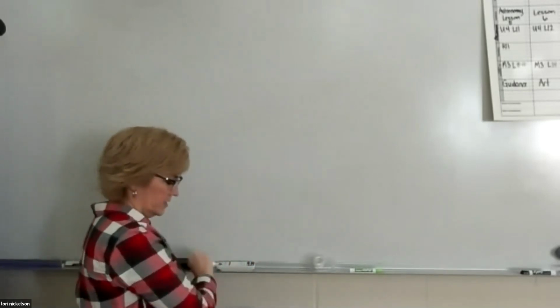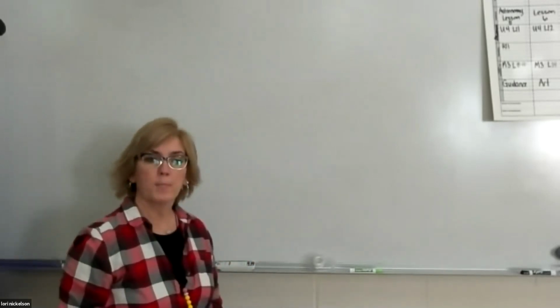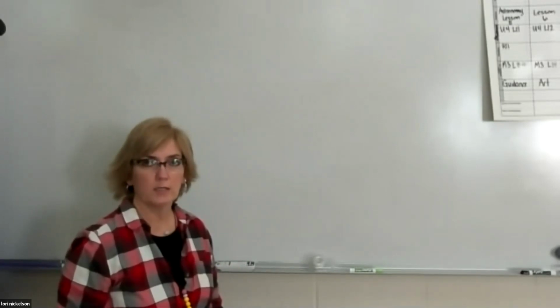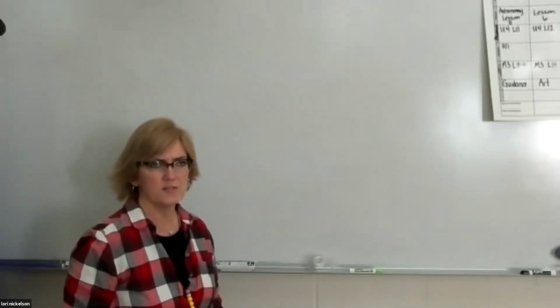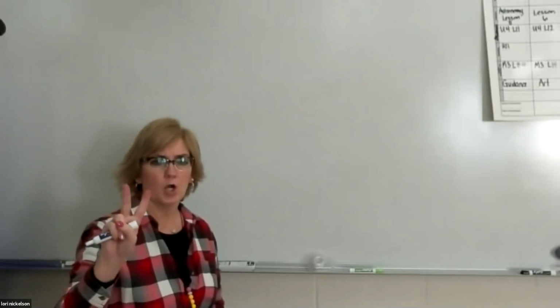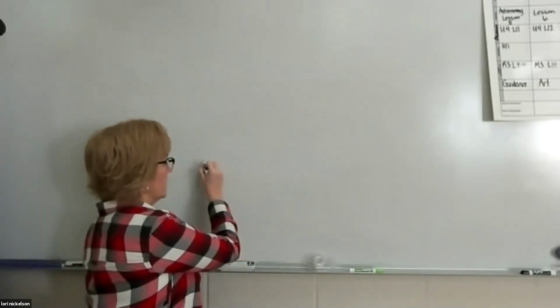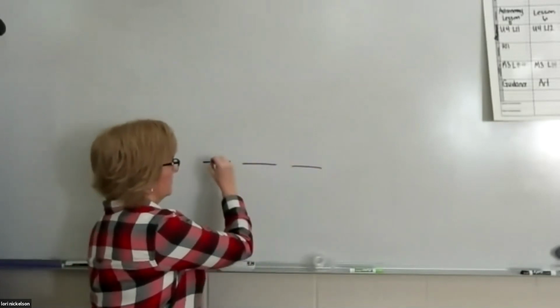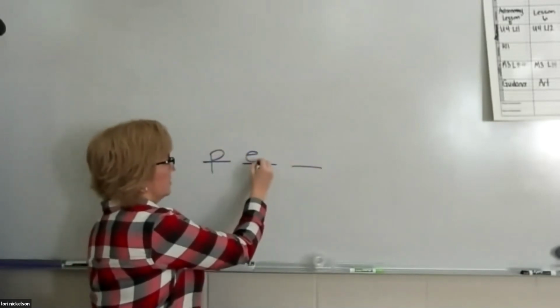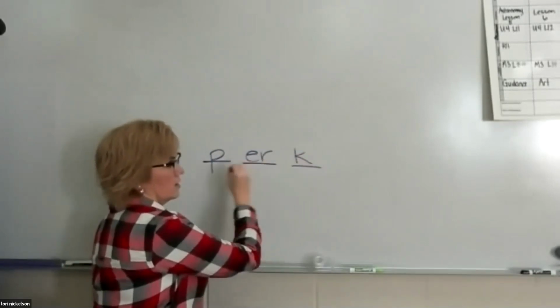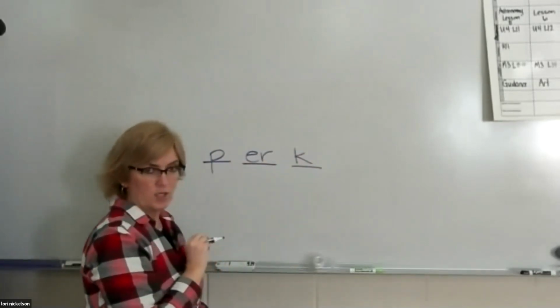Let's do another one. Let's do the word perk. Perk. Say the word perk. Now let's listen for the sounds. P, er, k. How many sounds? 3 sounds. So we're going to draw 3 lines. P, er, k. Fill it in. Perk. Good.